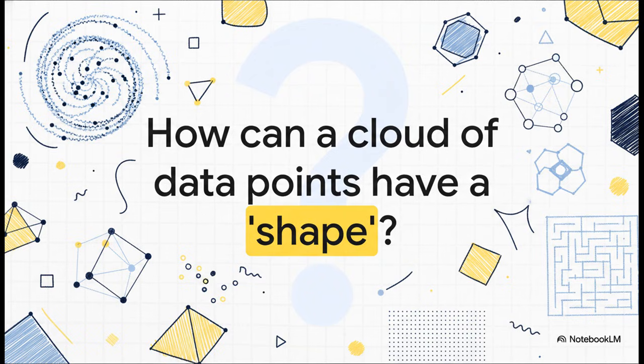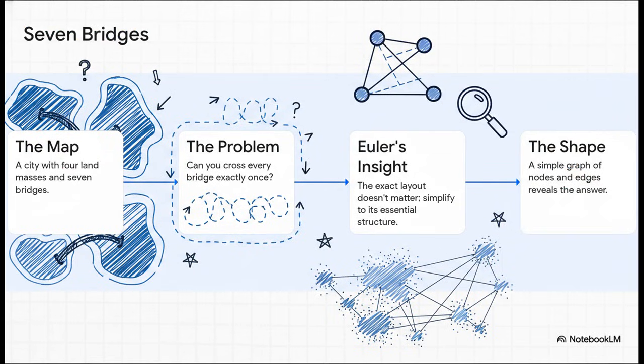I know, that might sound a little abstract, right? I mean, how can a bunch of disconnected dots even have a shape? It's a great question, and the answer, believe it or not, comes from a famous mathematical puzzle from centuries ago. You're looking at the famous problem of the 7 bridges of Königsberg. The puzzle was simple. Could you walk through the city and cross every single bridge exactly once? People tried for years and nobody could do it.